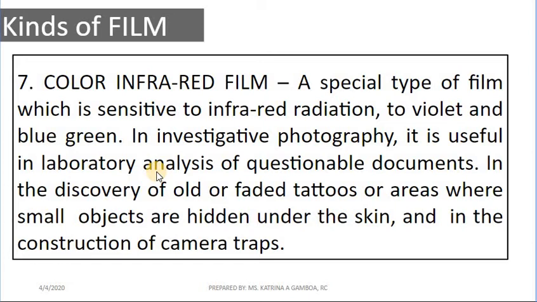Sa color infrared film, alam nyo dati, lalagyan lang nila kayo ng infrared light. Okay? And then, gagamitin nila yung color infrared film. Kapag ka-take ng picture sa'yo, makikita nila kung saan yung bugbog mo. For example, di ba kapag nabugbog tayo, kunwari, natamaan yung siko mo sa pinto, di ba mabubugbog yan? Pero after a week, mawawala na yung bugbog mo, hindi na yan visible to your human eye. Diba? Pero anong ginagawa ng mga infrared light? Okay?